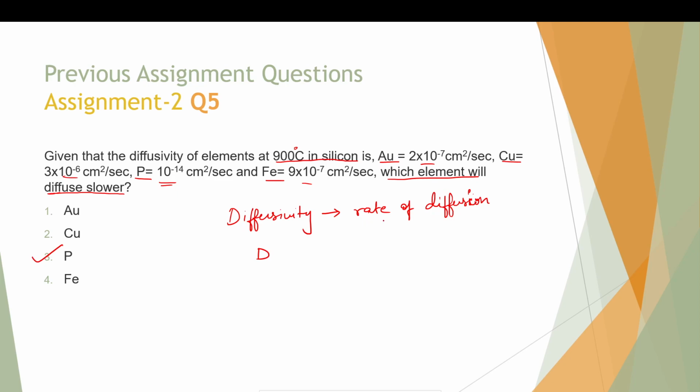So diffusivity is the rate of diffusion. Whichever has a higher rate will diffuse faster, and conversely, whichever has a smaller rate will diffuse slower. So we just compare these values and we see that 10 power minus 14 is the smallest value here. So phosphorus will diffuse slower. Is that okay? Yes, yes, that's it.